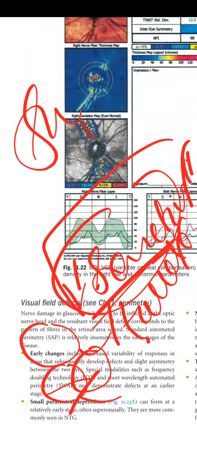These early changes are usually more readily detected by SWAP. What is the SWAP technique? SWAP is basically short wavelength automated perimetry. It is a blue stimulus on a yellow background. I hope I'm reading it correctly.